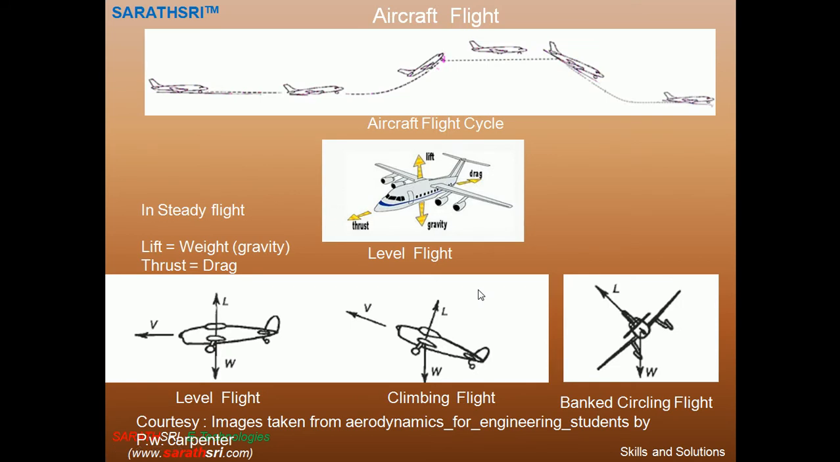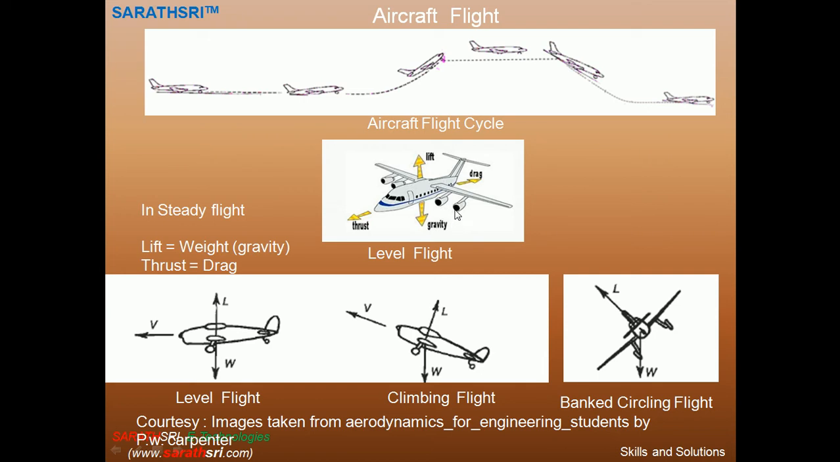Generally, aircraft flight happens starting from taxiing to takeoff, then cruising, and again descent and landing. So this is the entire aircraft cycle. To do that, there are so many operations that have to be done. Not only is lift responsible, there are many other controls also responsible.